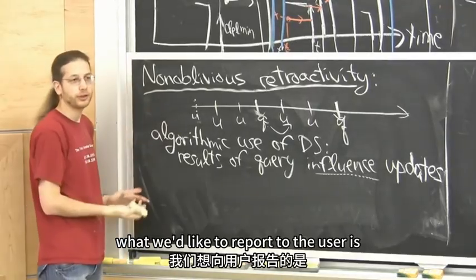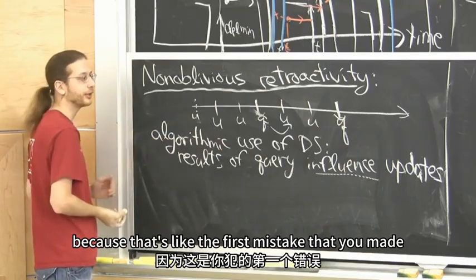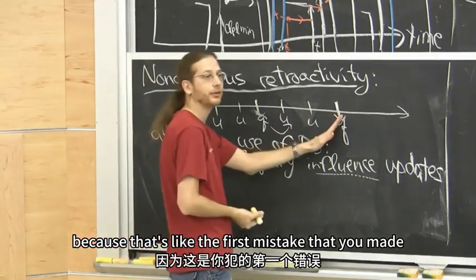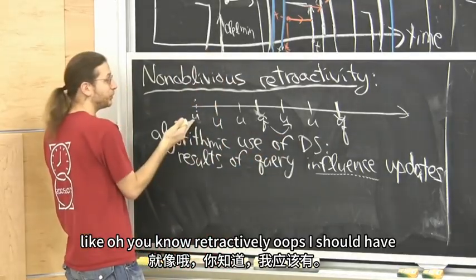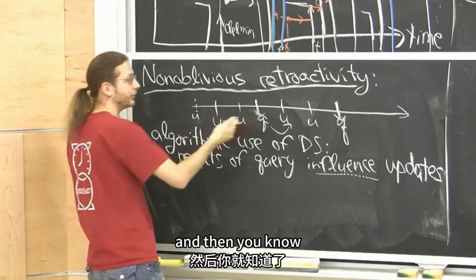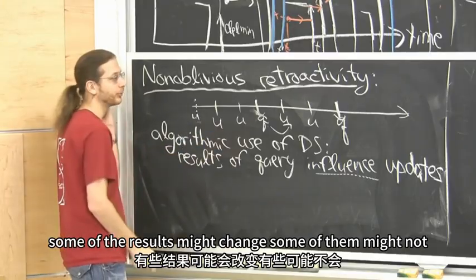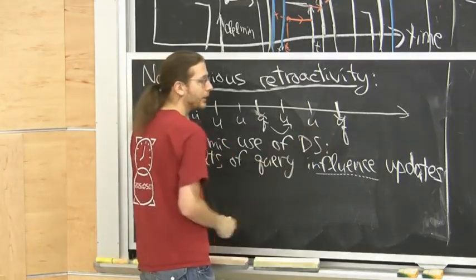What we'd like to report to the user is, what is the first query that changed? Because that's like the first mistake that you made. Like, oh, retroactively, oops, I should have deposited $100 back here. And then, these queries which were checking whether the balance was positive or negative, some of the results might change, some of them might not.